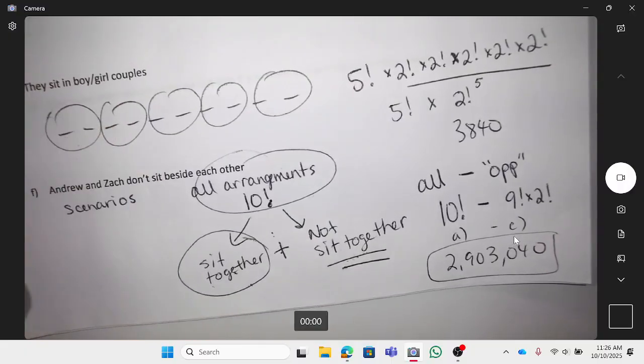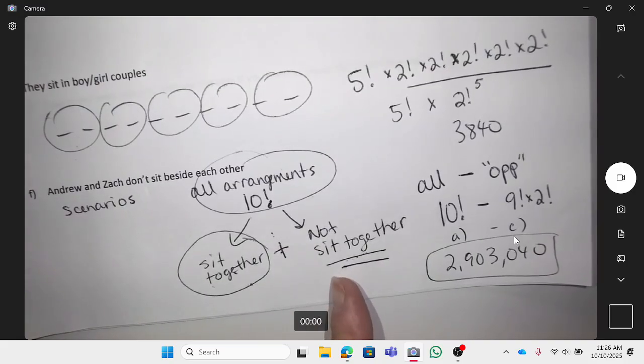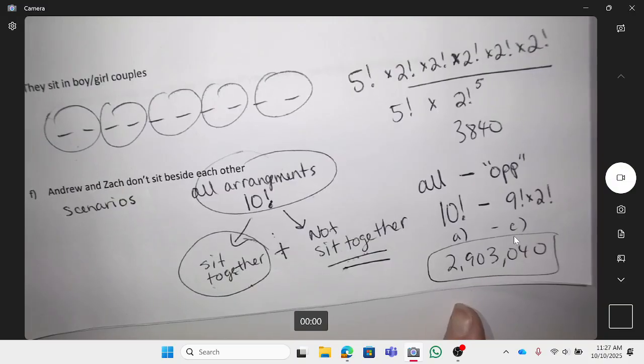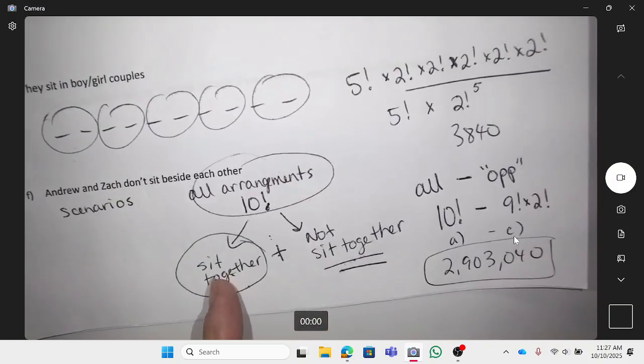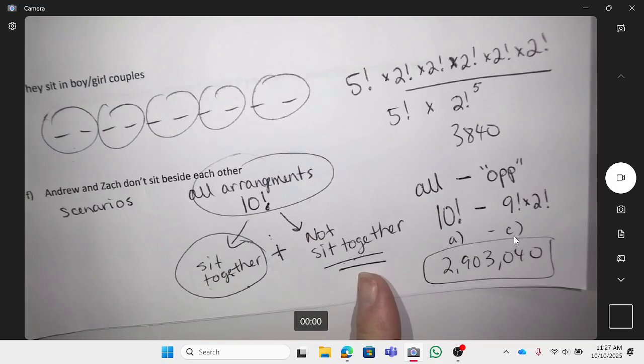Okay, so if you kind of blank on that idea, I don't know how to figure just this out. If I was to get this, it'd be very impossible. Okay, so all minus the opposite thing will leave us with that scenario.